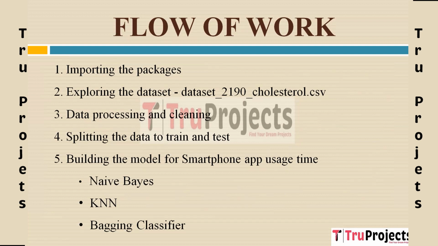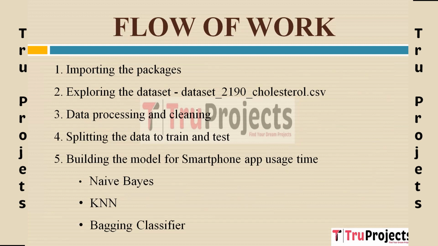Splitting the data to train and test. The dataset is divided into two subsets, a training set and a testing set. The training set is used to train machine learning models, while the testing set is reserved for evaluating the performance. Building the model for smartphone app usage time.